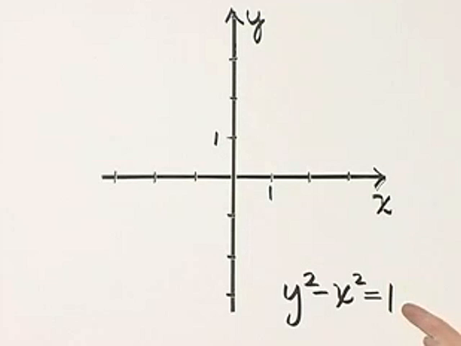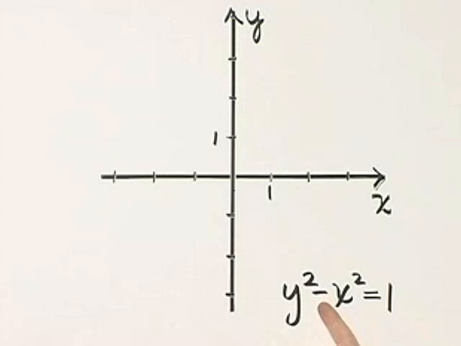Let's graph this conic section. y is squared and x is squared. This is a difference of those terms, so this is a hyperbola. If you'd like to write it in standard form, you can write this as y squared over 1 minus x squared over 1, because there already is that constant of 1 on the right side.